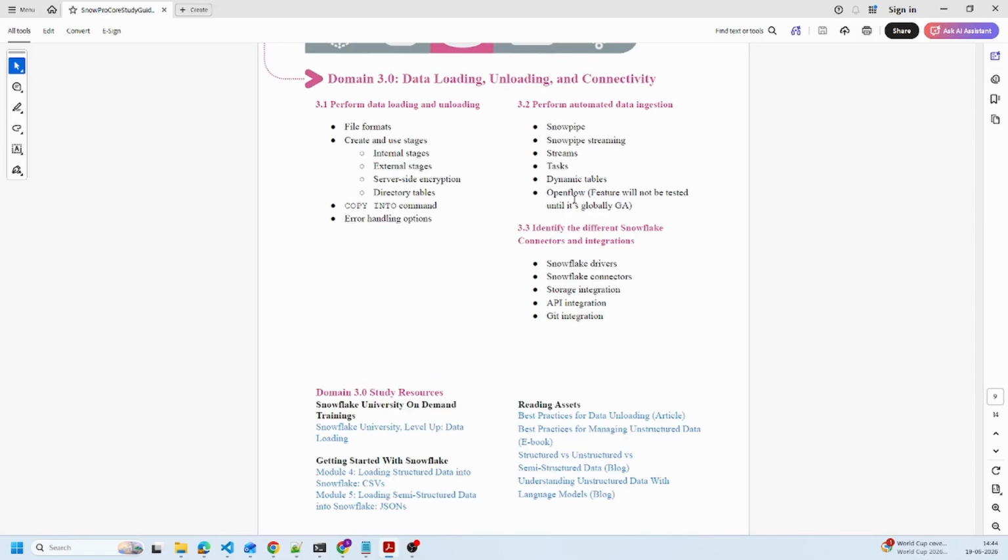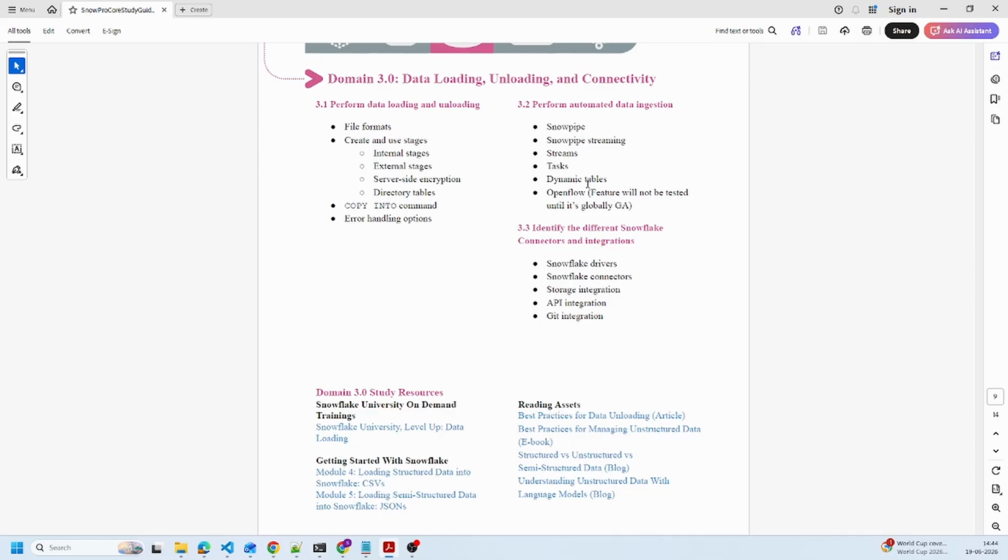Now here's the key thing to remember. The exam does not want you to memorize syntax. It wants you to understand behavior and use cases. For example, when should you use snowpipe instead of scheduled copy into? When does snowpipe streaming make sense? Why would you use dynamic tables instead of streams and tasks? What happens when errors occur during a load?